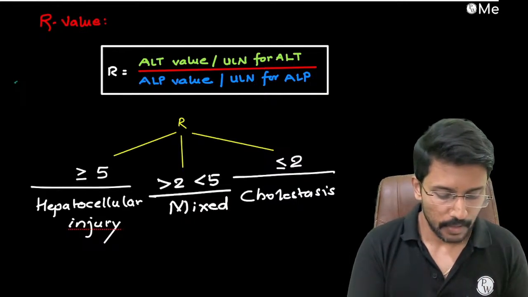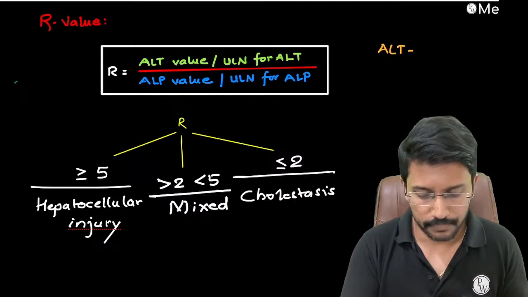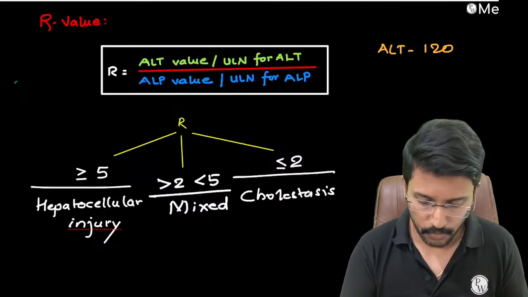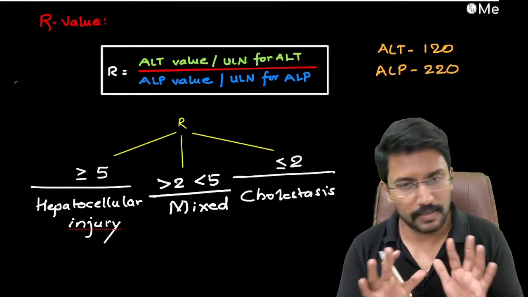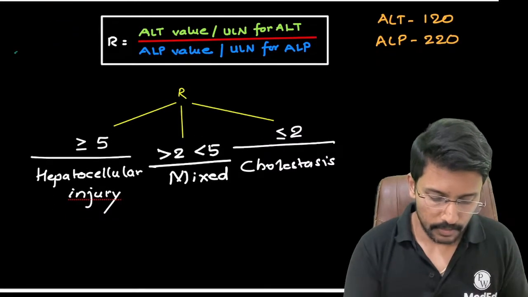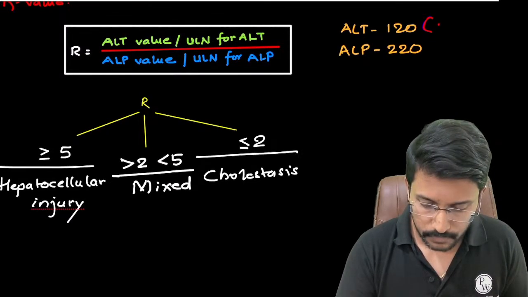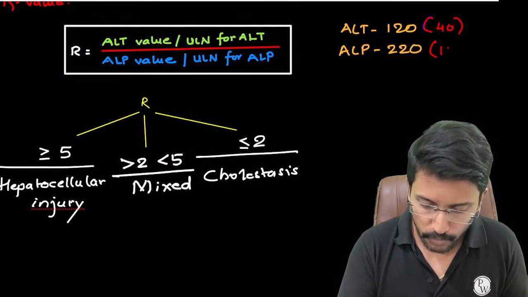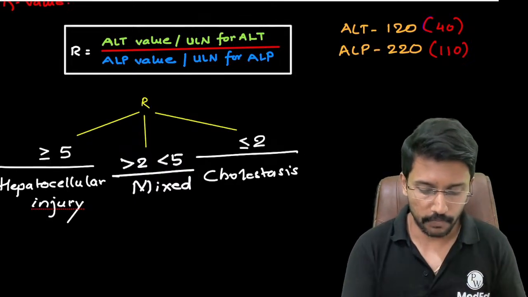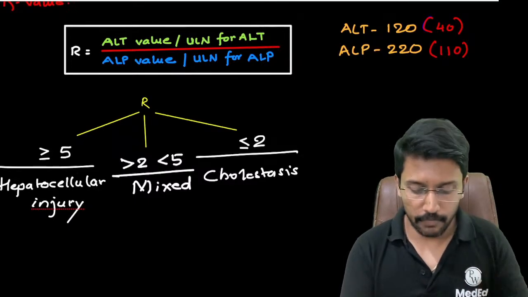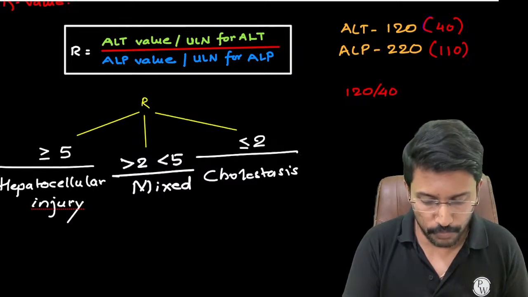R value is equal to ALT value of the patient. Let me say we have an LFT where ALT is 120 of the patient. Okay, then alkaline phosphatase of the patient is 220. These are rough numbers that we are talking about. Okay, then upper limit of normal for ALT, let me say that is going to be 40, and upper limit of normal for ALP, let me say that is going to be 110. Now from this we will learn how to calculate this R value. R value is calculated as ALT value of the patient, that is 120, divided by the upper limit of normal for ALT, which is going to be 40 here.